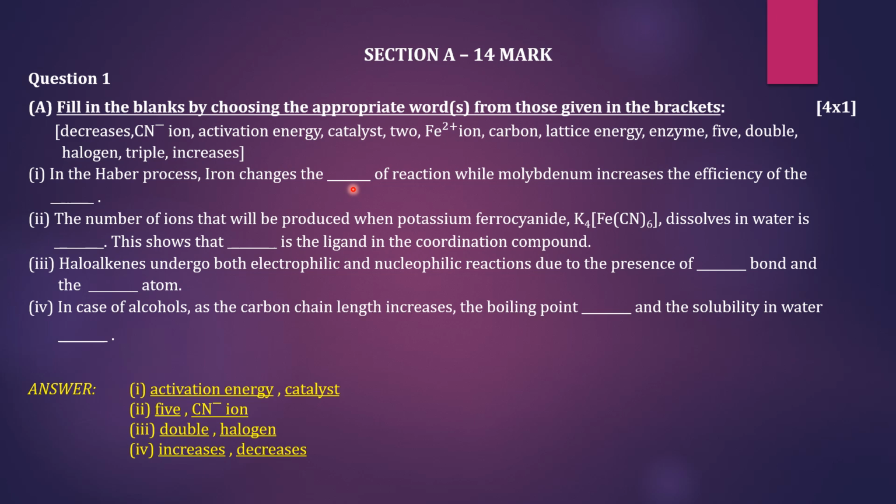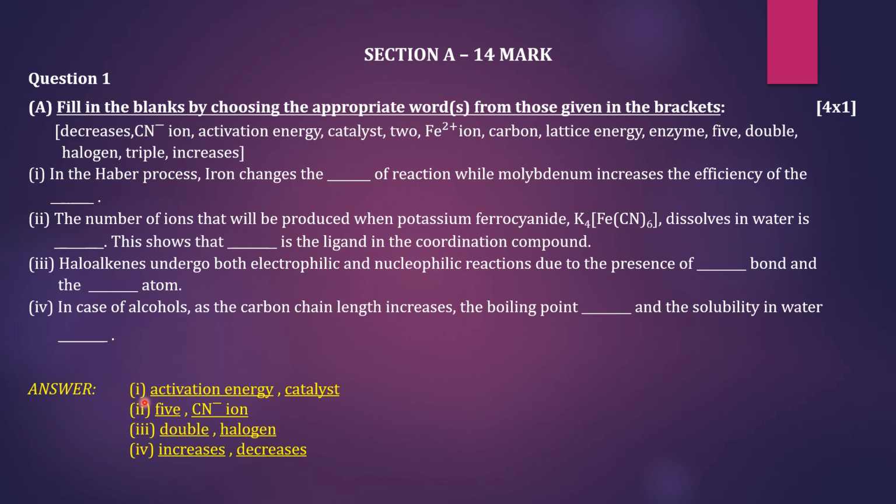Now while writing the answer, many times we see in the paper that, for example, take question number 1. In the Haber process, iron changes the dash of reaction while molybdenum increases the efficiency of the dash. The answers are given with some extra words in the third bracket. You have to choose the correct answer from there. Now the correct answer, you can see the first blank will be activation energy, the second blank will be catalyst. Now suppose you know the answer for the first blank, that is activation energy, but you don't know the second one. And in answer, what do you write? 1A, question number 1, you just write activation energy.